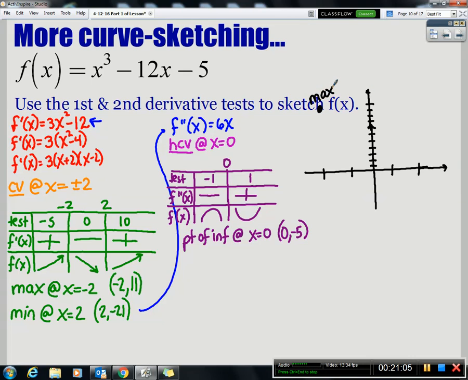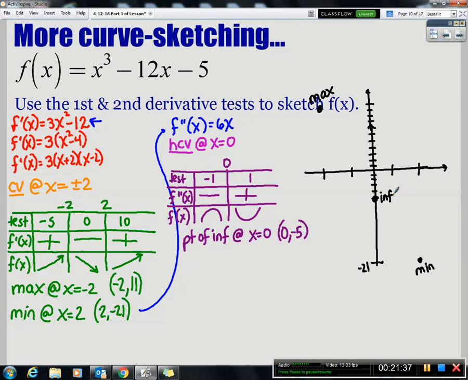You don't have to, but when I label stuff like that, it helps me not make a goofy error. It keeps me on my toes. And then 2, -21. Okay, I'm not going to scale all that. I'm going to go right here. There's -21. So 2, -21 is your min. And then I know I've got a point of inflection at 0, -5. And I'll just write inflection right there, INF.